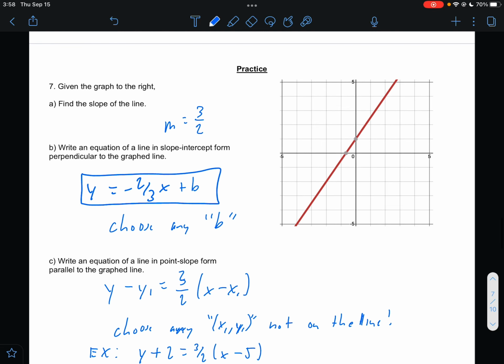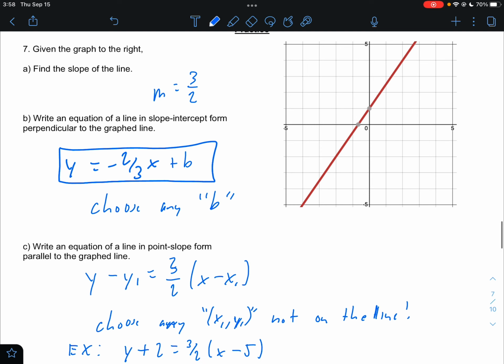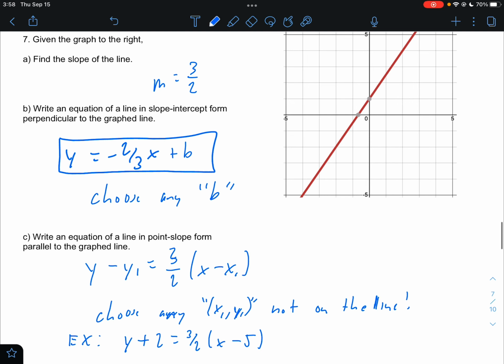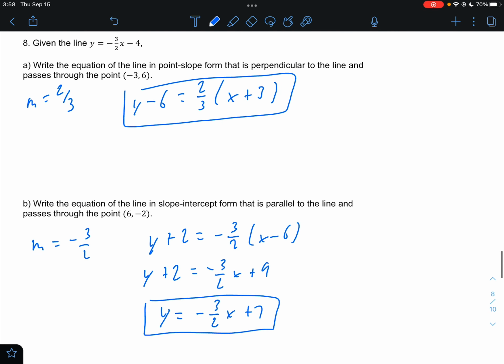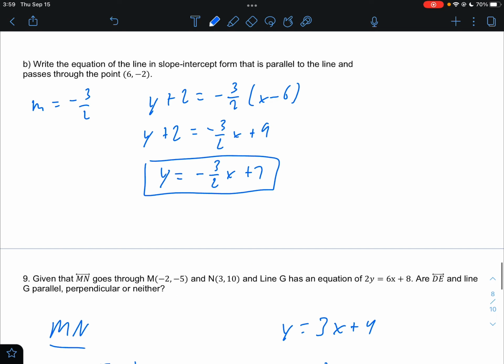Here's the answer to the first slide, number 7. You can pause the video here if you need to look at it more. Number 8. You can pause the video here if you need to look at it for a longer period of time. And number 9.